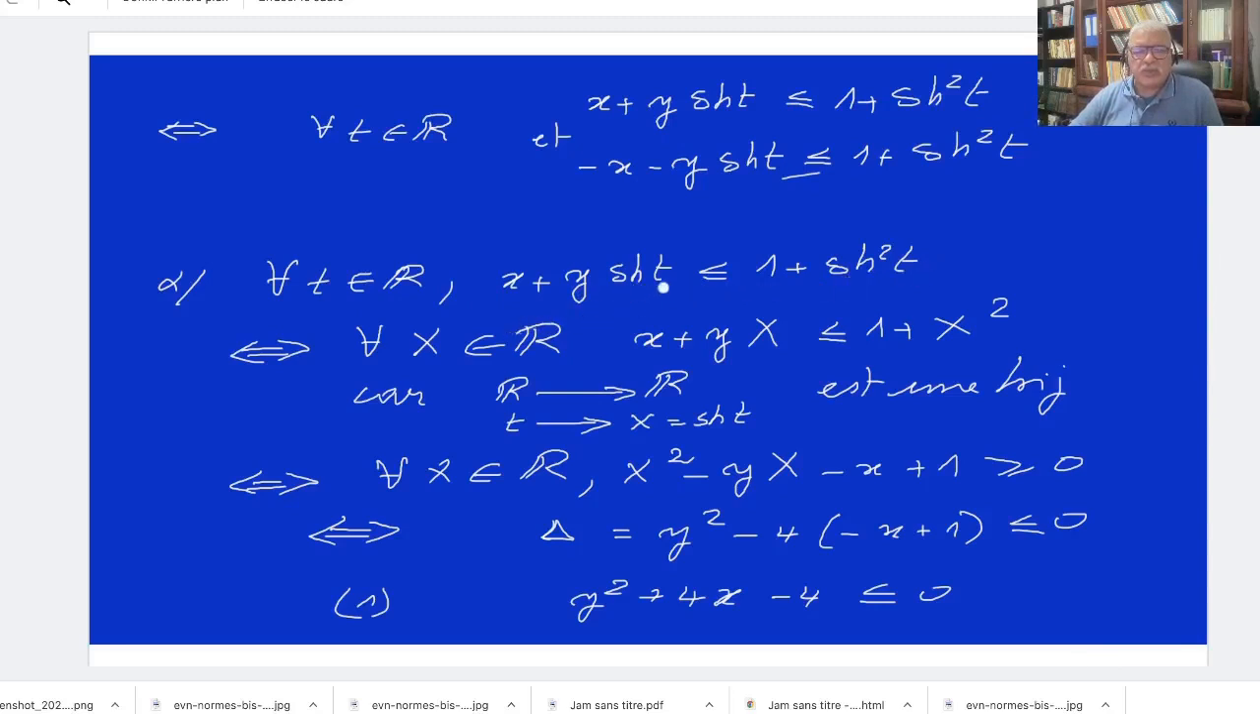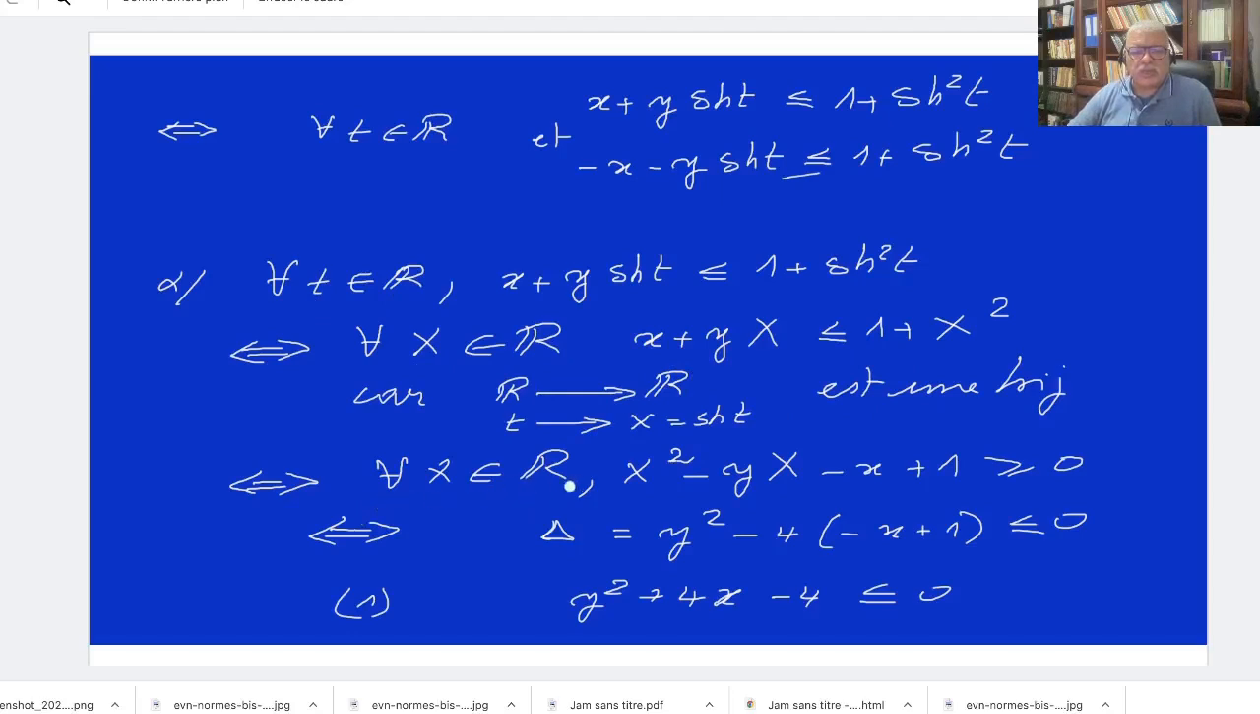Note that we can replace sinh of t with capital X. This is equivalent to saying for any capital X belonging to R, x plus y capital X is less than or equal to 1 plus X squared. This is due to the fact that the function that associates t with capital X equal to sinh t is a bijection from R to R, and thus saying that t describes R is equivalent to saying that capital X describes R.